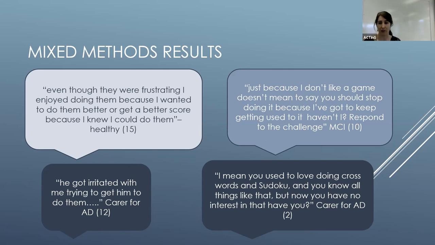This was quite in contrast to my participants with Alzheimer's disease at the bottom, where, for example, a carer is saying that he got irritated with me trying to get him to do them. So that's that carer friction coming out, where they were trying to provide support but finding it quite challenging. And another carer of a participant with Alzheimer's disease saying that they used to love doing crosswords and Sudoku, but now they have no interest in that. So that's that apathy, sort of lack of motivation coming through that could be quite difficult for participants.